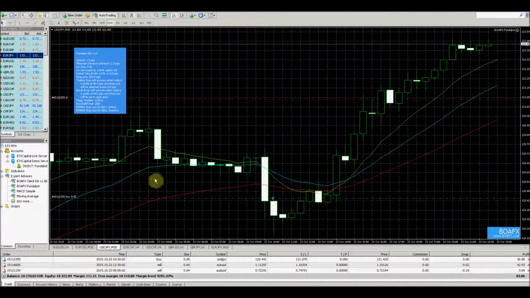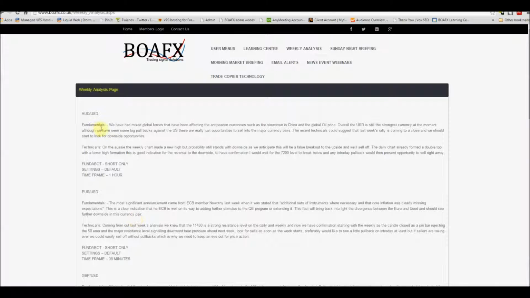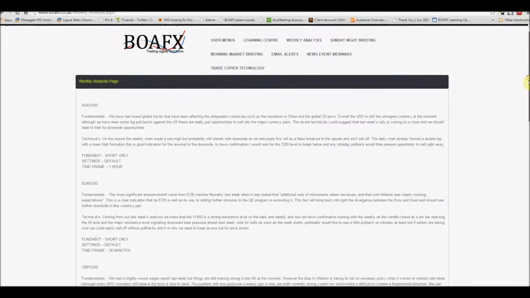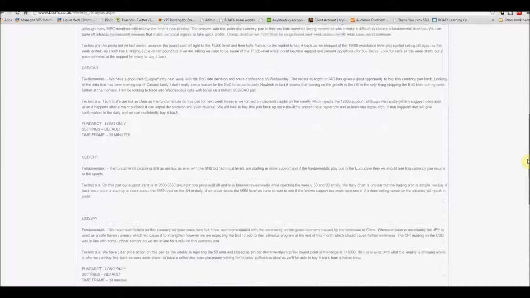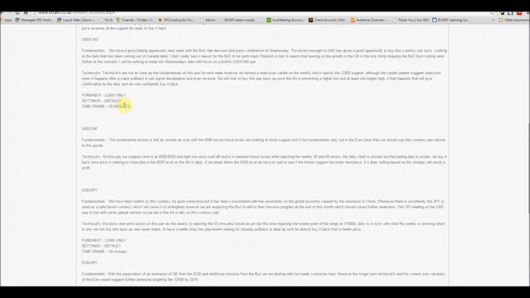The beauty of it is, all I did at the start of the week was go through that analysis. The analysis came out on the Sunday evening. I go through the analysis and I set up the settings for each one. If there's no settings, say for instance the pound US dollar, there's no setting there for the Fundabot, so it means that we're not trading that currency pair on the Fundabot that week. US dollar long default 30 minutes, all set up.